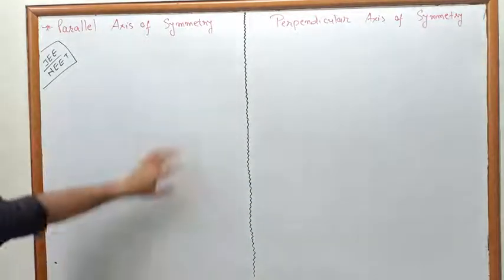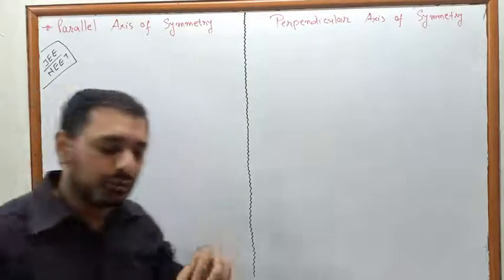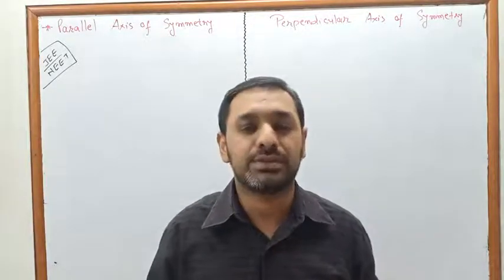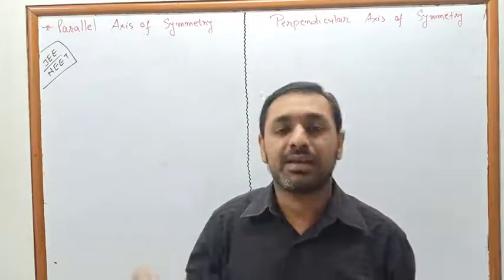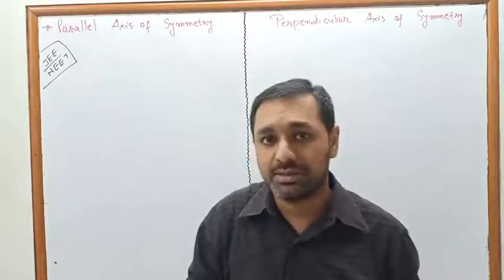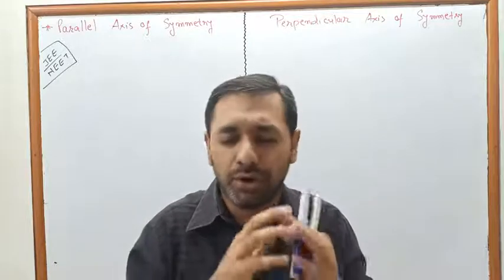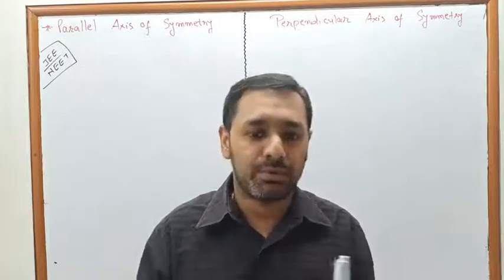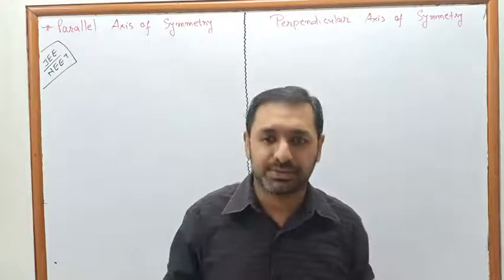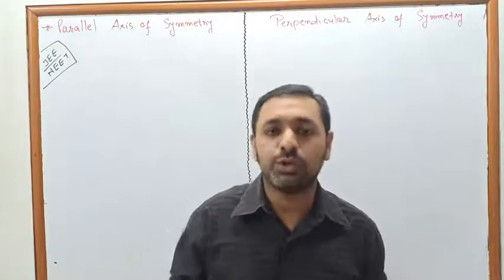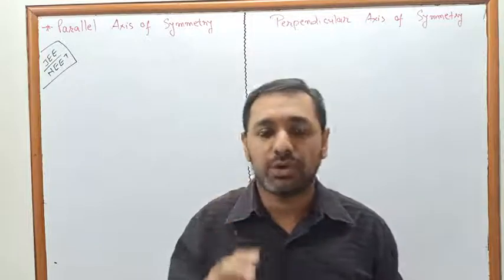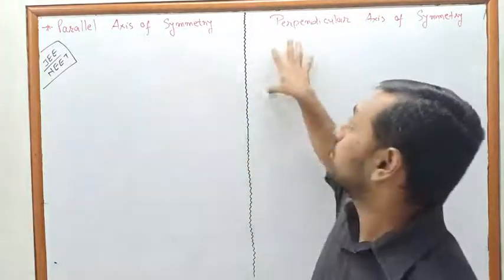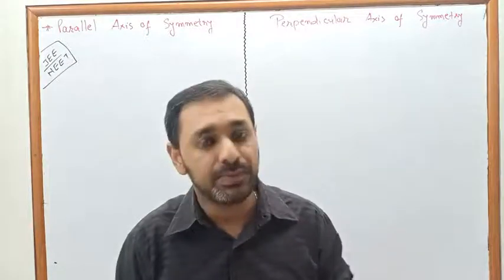First of all, let me tell you that if you go through JEE and NEET books, there are n number of pages given on these two theories, parallel axis and perpendicular axis symmetry. They have given a lot of explanation: what is this, how it comes from, and they have made it very complex. Instead of that, I'll give you a very short and brief explanation of what is parallel axis symmetry and what is perpendicular axis symmetry.